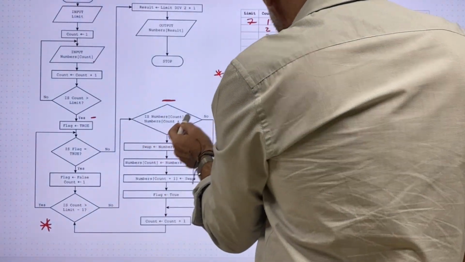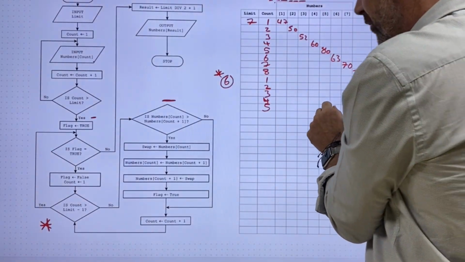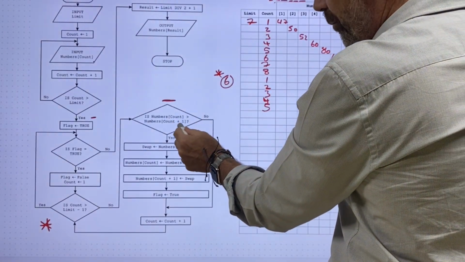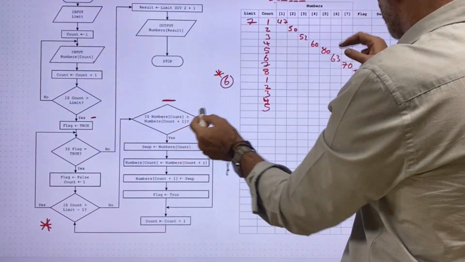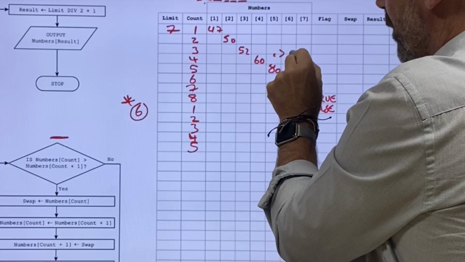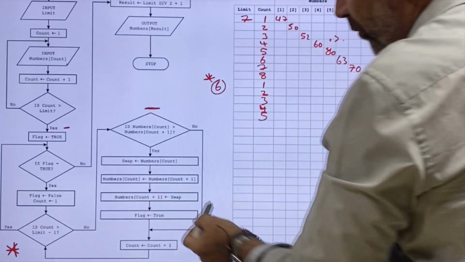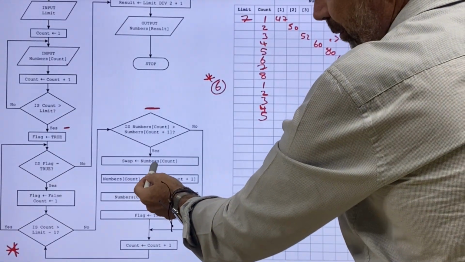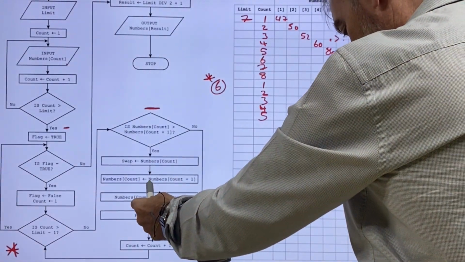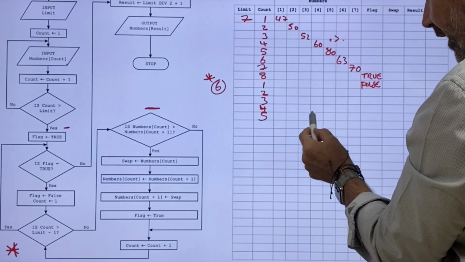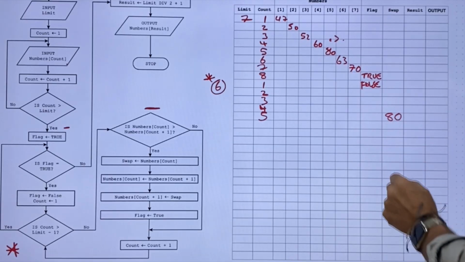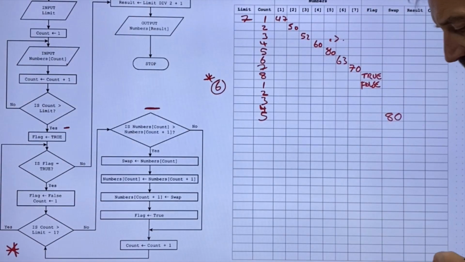But is the number in count at position 5 greater than the number in count plus 1? Well, yeah, this is bigger than this one here. So swap becomes numbers in count. So we're swapping, looking at this, at position 5, here I'm going to put a swap value of 80. Okay, I've put in a swap value there of 80.